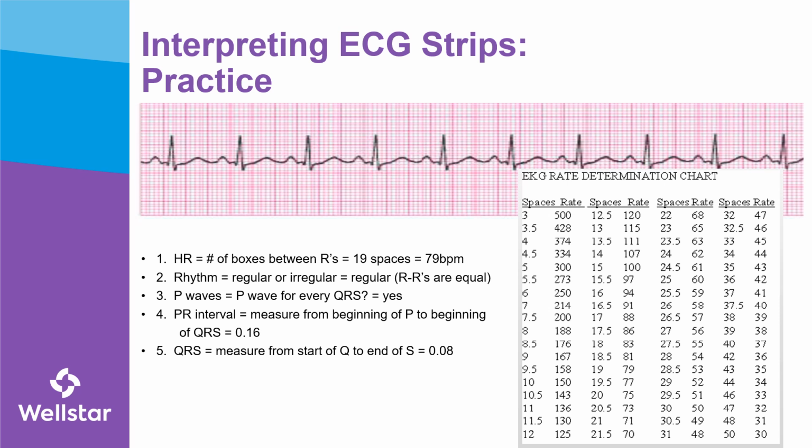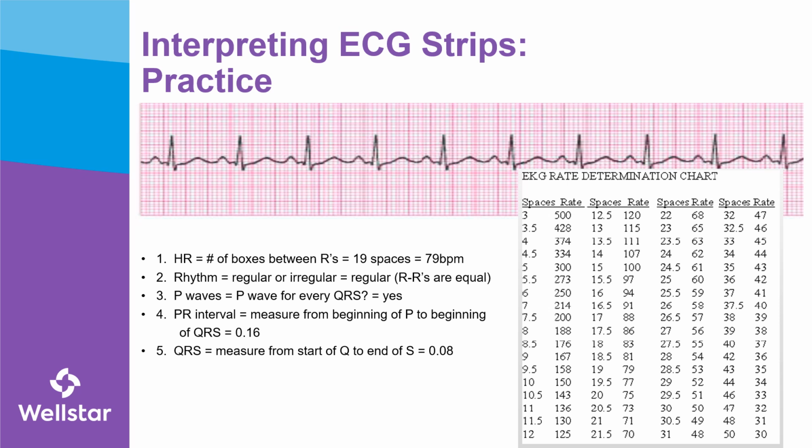All right, so just to recap, we're going to determine the heart rate by counting the number of boxes between the R's. In this case, there are 19 spaces in between. We'll look at our graph here and determine that this rate is 79. We can also count 1, 2, 3, 4, 5, 6, 7, 8, 9, 10, and then if we were to do 10 times 10, that'd give us 100. However, there are no hash marks to determine that this is a 6-second strip. So our best way to interpret this would be by counting the number of boxes.